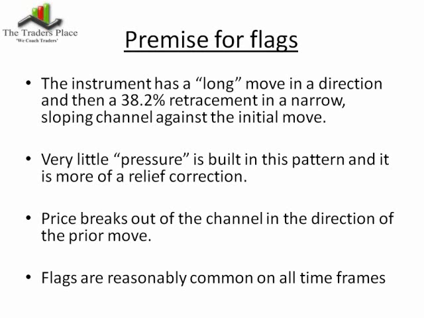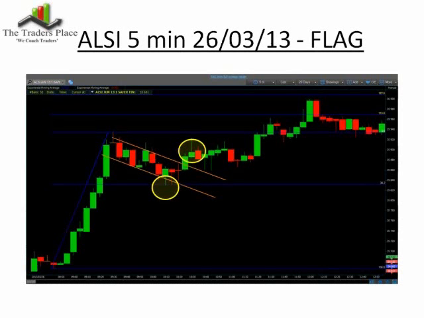Flags are reasonably common on all time frames for the ALSI itself. Let's go and have a look at some pictures. Here we have a 5-minute chart. I put the date up there for you to have a look at a flag. We can see a large initial move, a couple of 100 points up. The price then only pulls back 38.2%. This is just one way that we can apply Fibonacci, but it's not just the fibs. It's also the chart pattern.